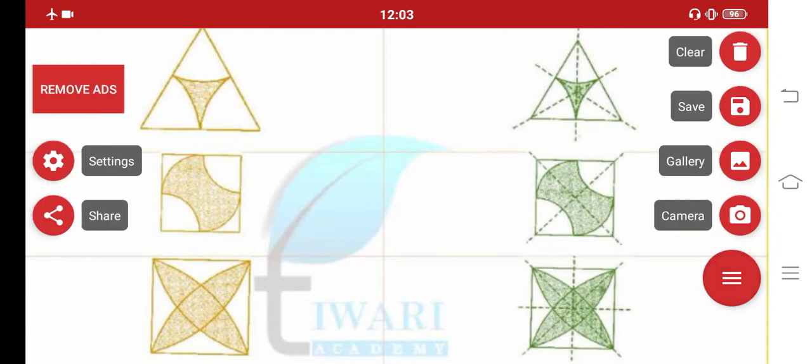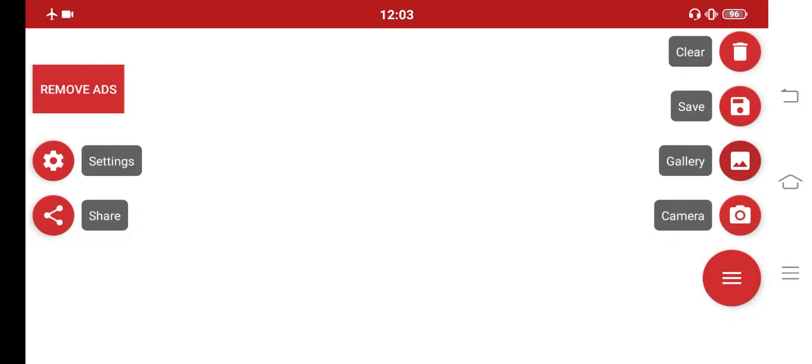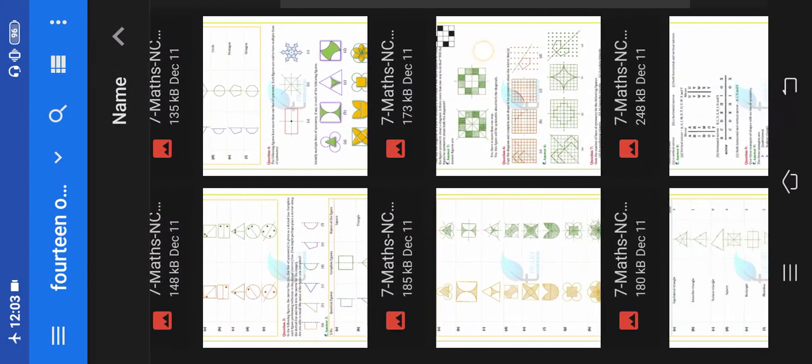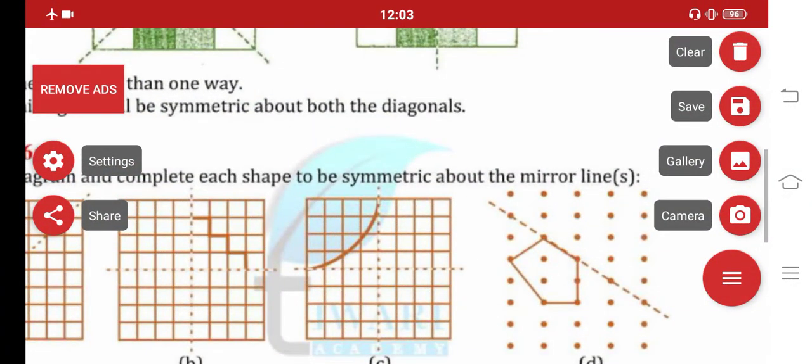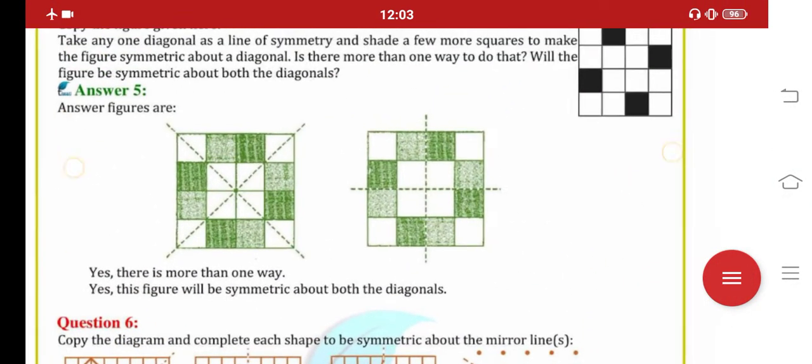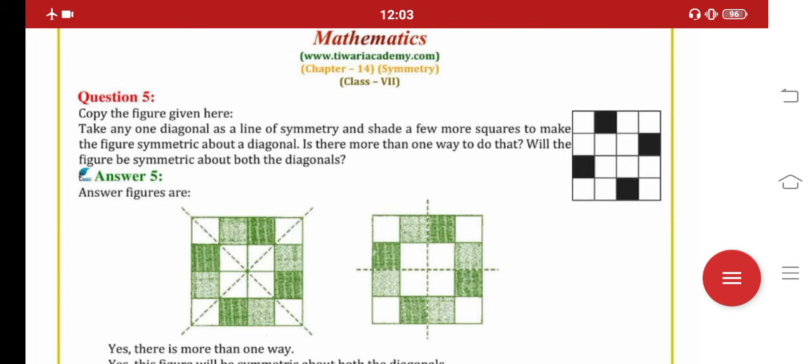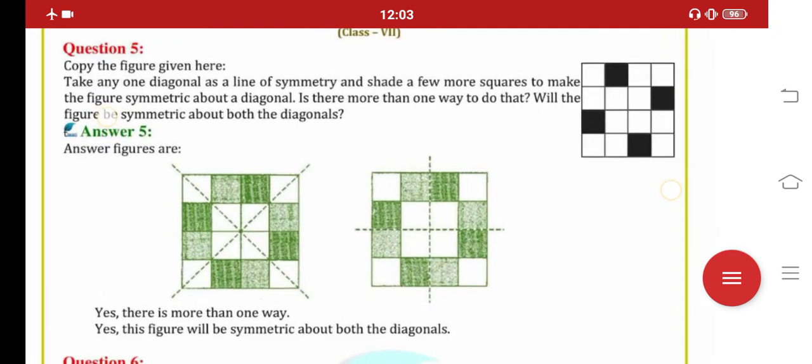Okay, so let us see what is given in the next question. See here, this is our next question. What is given in question number 5? Copy the figure given here. Take any one diagonal as a line of symmetry and shade a few more squares to make the figure symmetric about a diagonal. Is there more than one way to do that? Will the figure be symmetric about both the diagonals?